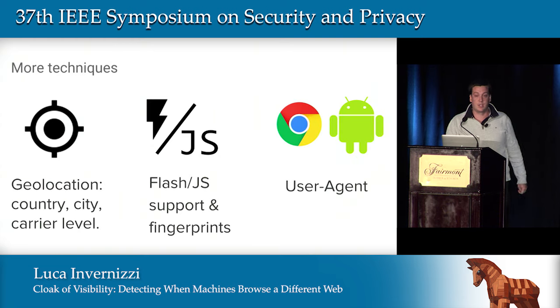There are more techniques I'm not going to talk about: essentially geolocation at the city, country, and carrier level, JavaScript redirections, and user agent, which is not used that much anymore. It's more very broad checks on whether the user agent string contains Google or Bing or something like that.